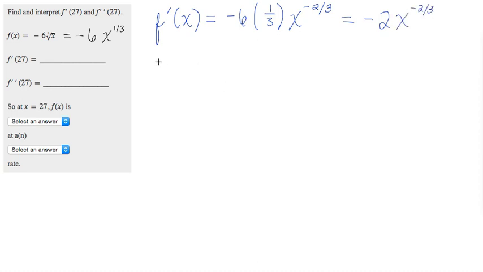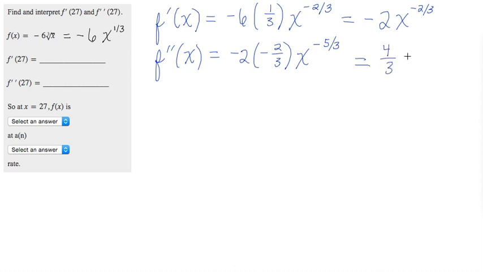So that's the first derivative, and let's go ahead and find the second derivative also. So I'm differentiating this now. So it's going to be -2 times, use the power rule, bring this power down. So -2 times -2/3 times x to the power of -2/3 minus 1. In my head, I'm thinking -2/3 minus 3/3, which is -5/3. And if you need to do that on scratch paper off to the side, that's fine. Okay, then simplifying, the negatives cancel, and we get 4/3 times x to the -5/3.